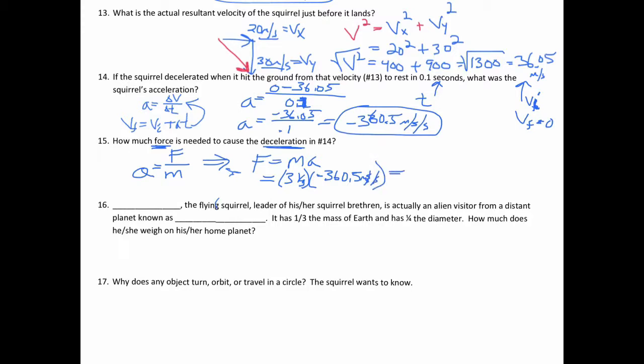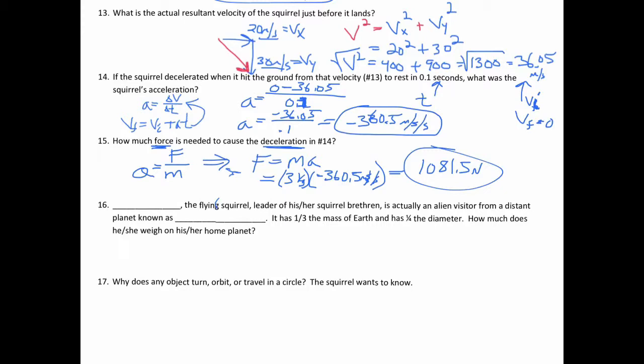And let's see, pull up the calculator. 360.5 times 3 gives me a force of 1,081.5 newtons. That's how much force was applied by the ground onto the squirrel in order to stop the squirrel's motion in 0.1 seconds, which is pretty quick.